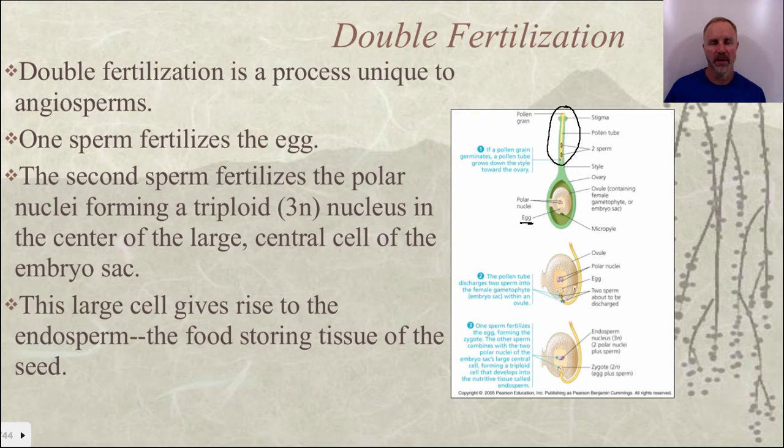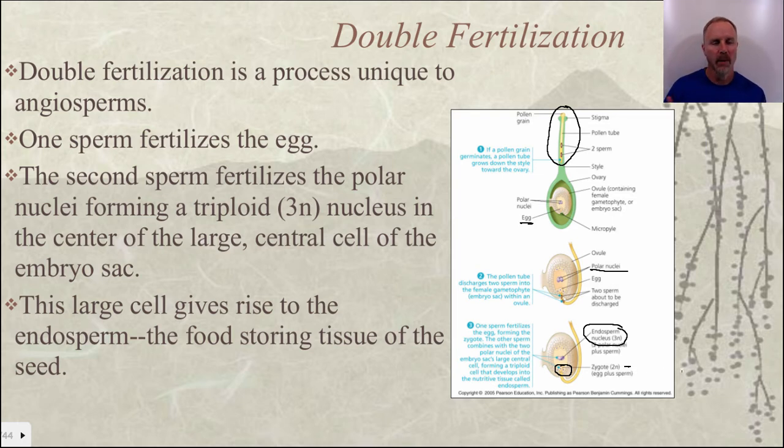One of them is you're going to take this polar nucleus down here, which is diploid, and you're going to fertilize that. You're going to produce a triploid nucleus. So when you look here, this is the endosperm, or the interior portion of the seed. That's going to be triploid. And then the zygote, the thing that's actually going to develop into a new plant once it germinates, this of course is going to be diploid right here.